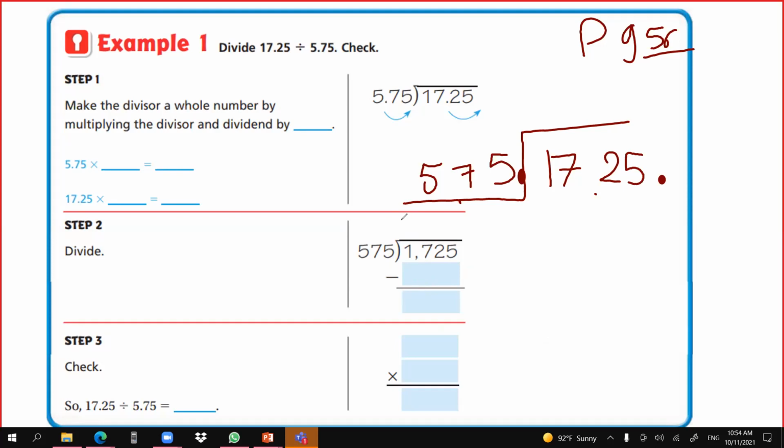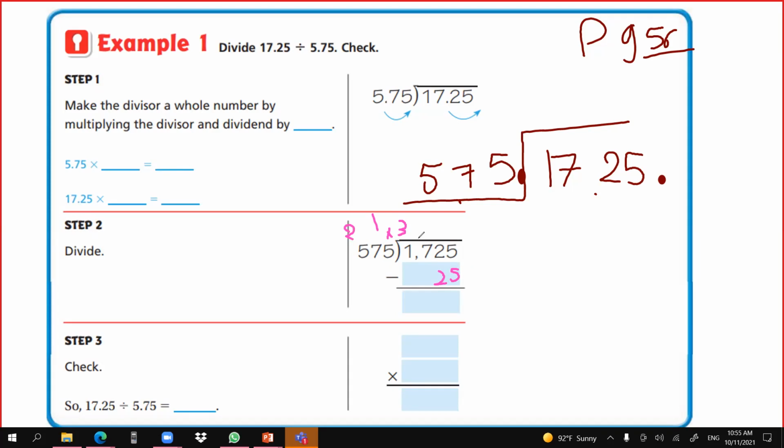Okay, let's try number 3. 3 times 5 is 15. We'll put 5 and 1 up. 3 times 7, then you add the 1. 3 times 7 is 21, plus 1 is 22.